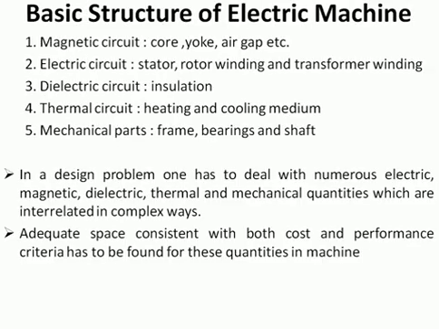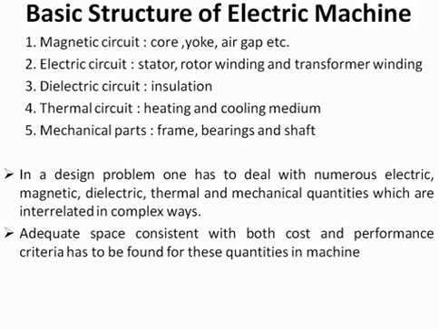Let's look into the basic structure of an electrical machine. As you all know, just like what we have explained in the previous slide, basically an electrical machine consists of magnetic circuit, electric circuit, dielectric circuit, thermal circuit and mechanical parts. You can look into any machine, let it be a motor or generator or a transformer. In all these machines these parts will definitely be there. These five basic structures will be there.